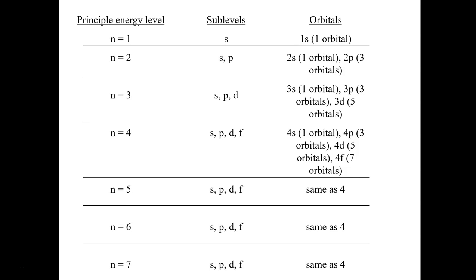And the quantum mechanical model says that electrons are not only found in energy levels, but there's also sublevels to those energy levels. And there's also orbitals that exist in those sublevels. And we said that there could be electrons that are existing in the orbitals, which are found in the sublevels, which are found in the energy levels.